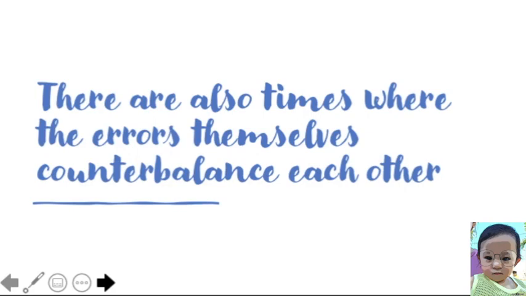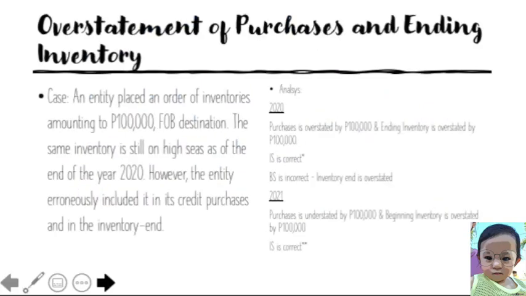Sometimes the errors themselves counterbalance each other. For example, overstatement of purchases and ending inventory. The entity placed an order of inventories amounting to 100,000 FOB destination. The same inventory is still on high seas as of the end of the year.